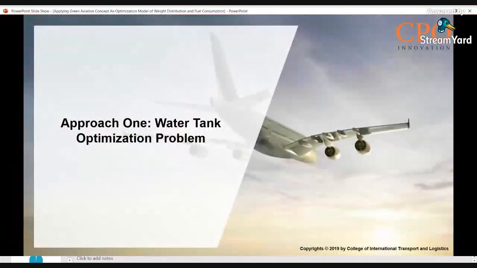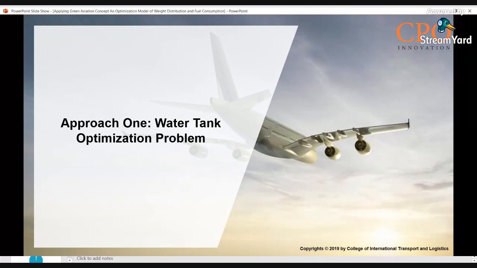So here we go. This is our real starting point for this webinar. The first proposed approach is a water tank optimization problem. There is an equation that represents the real relation between the weight, the fuel burning factors, and the amount of greenhouse gas emissions. So these three are very, very linked.